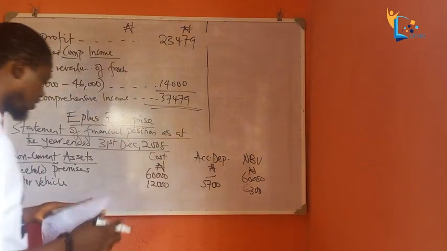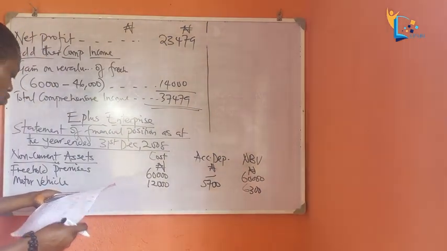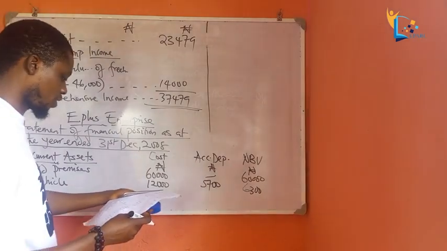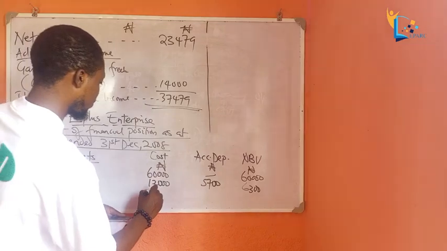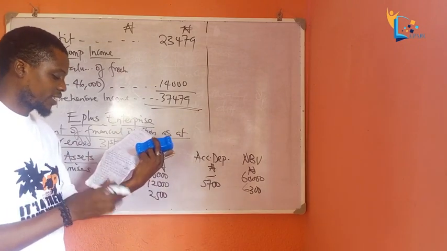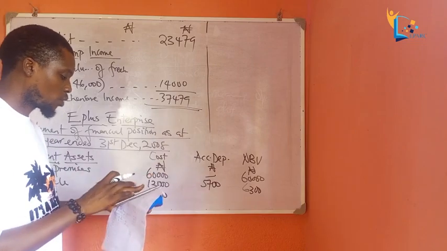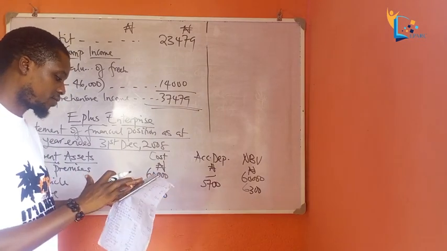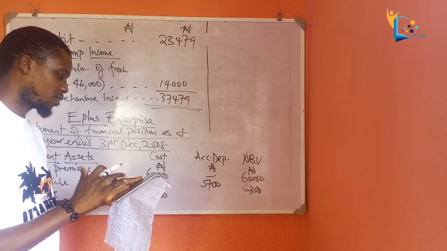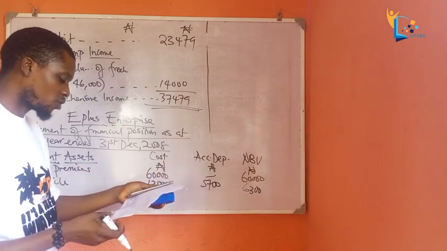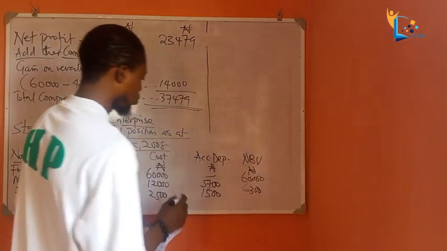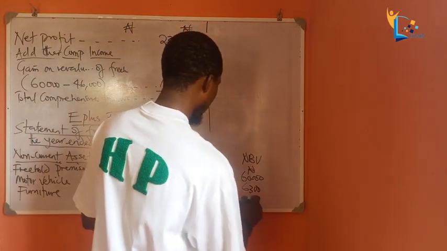Now the next non-current asset is furniture. Furniture at cost here is 2,500. Depreciation on the trial balance is 1,000. Then the one from the additional information is 20%. So 20% of 2,500, 0.2 times 2,500, is 500. So you add 500 plus 1,000. That will give us 1,500. So 2,500 minus 1,500 will give us 1,000.